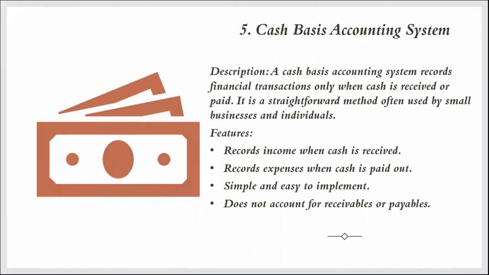5. Cash basis accounting system. Description. A cash basis accounting system records financial transactions only when cash is received or paid. It is a straightforward method often used by small businesses and individuals. Features. Records income when cash is received. Records expenses when cash is paid out. Simple and easy to implement. Does not account for receivables or payables.